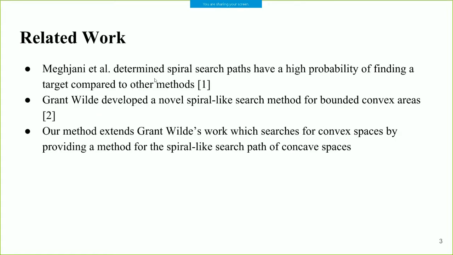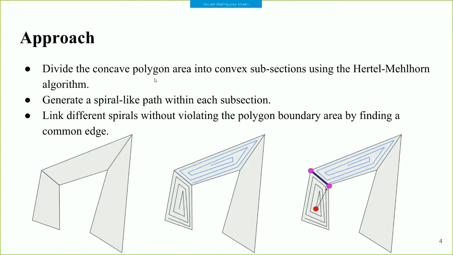In the related works, we considered Magnaji for finding a target with high probability. We also considered Grant's spiral-like search method for bounded convex areas. Our method extends Grant's work for concave spaces also.